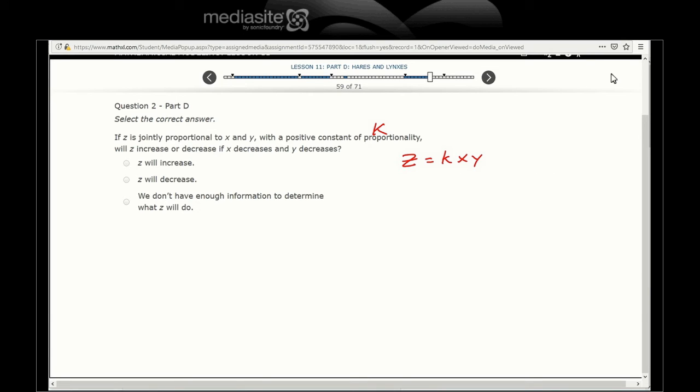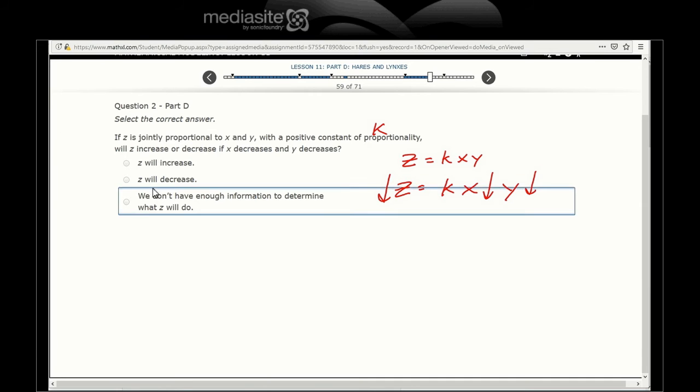If z is proportional to x and y, positive k, will z increase or decrease if x decreases and y decreases? So what would z do if x gets smaller and y gets smaller together? I think it's pretty easy to see that z must also get smaller, or decrease.